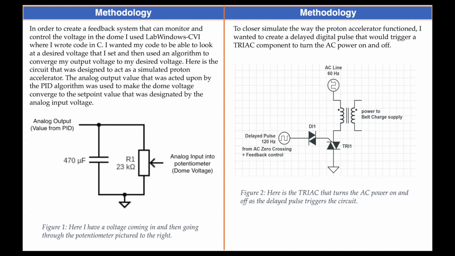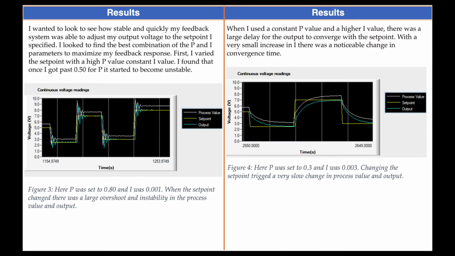delayed pulse is read. In the first part of my experiment, I wanted to see how stable and how quickly my feedback system could adjust. I started off by keeping a constant value for the I parameter. I then increased P to 0.08. I varied the set point multiple times and saw that the initial change was very unstable.